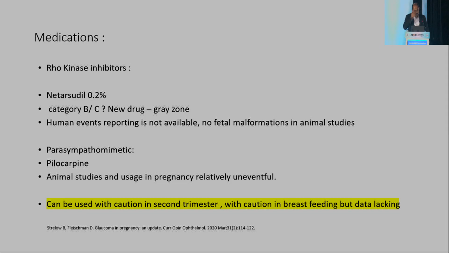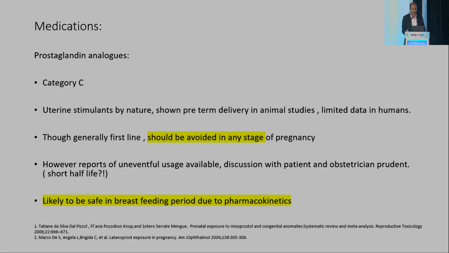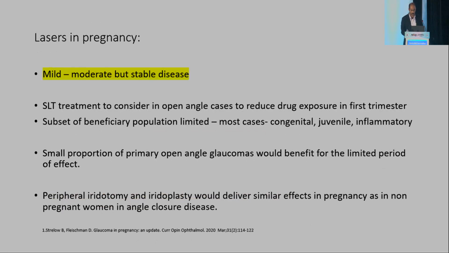As far as rho kinase inhibitors and pilocarpine are concerned, they can be used with caution in the second trimester and in breastfeeding, but adequate data is lacking for these two drugs and not too many publications are available to support the same. As far as prostaglandin analogs are concerned, this comes last in the list because, contrary to the normal belief of starting prostaglandin analogs first, it being a uterine stimulant, it should be avoided in any stage of pregnancy. However, reports of uneventful usage are available, and discussion with the patient and obstetrician is prudent, but definitely you will not be using them in the third trimester near term or in the first trimester. They're likely to be safe in the breastfeeding period due to the pharmacokinetics and faster elimination from the circulation.